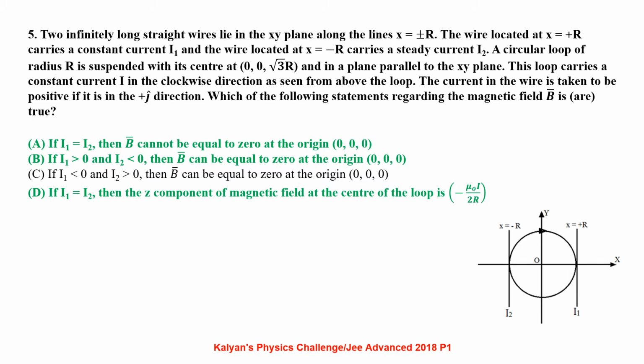Which of the following statements regarding the magnetic field B bar is correct? If I1 equal to I2, then B bar cannot be equal to 0 at the origin. If I1 is greater than 0 and I2 is less than 0, then B bar can be equal to 0 at the origin. If I1 is less than 0 and I2 is greater than 0, then B bar can be equal to 0 at the origin. If I1 equal to I2, then the Z component of magnetic field at the center of the loop is minus mu naught I by 2R.